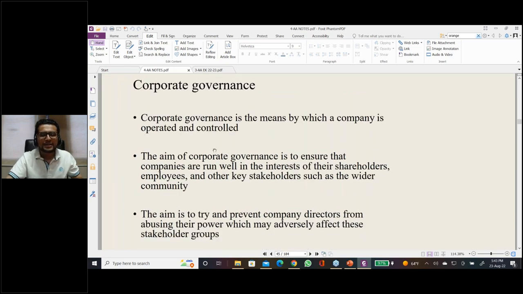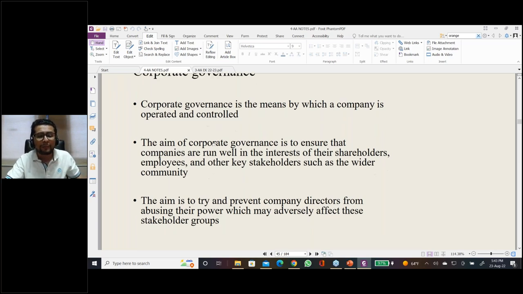Now, corporate governance is a mechanism through which companies are operated and controlled. So we need to control those corporate giants. If we are not going to control them, they might abuse, and they have actually abused, the members of the company. They have abused the overall environment. They have abused the suppliers. They have abused the loan providers.